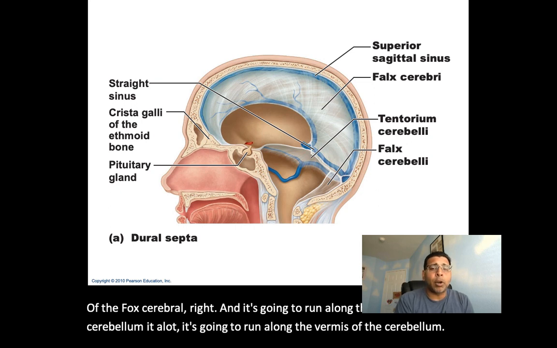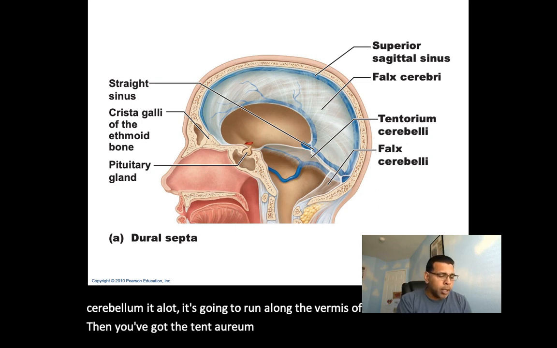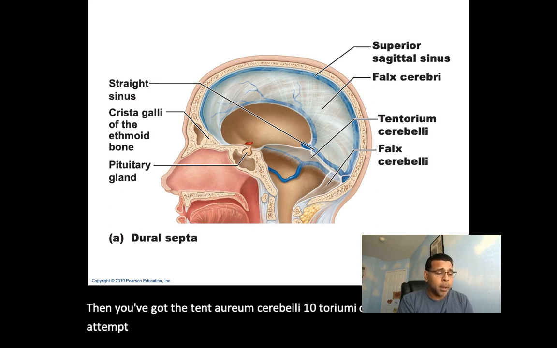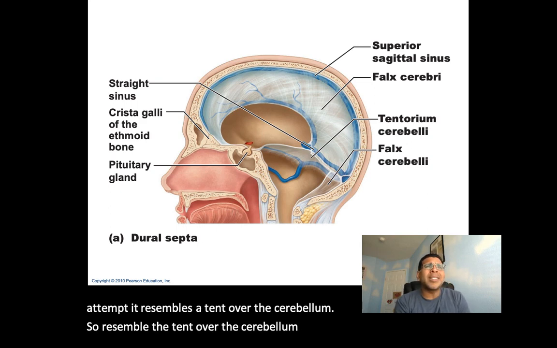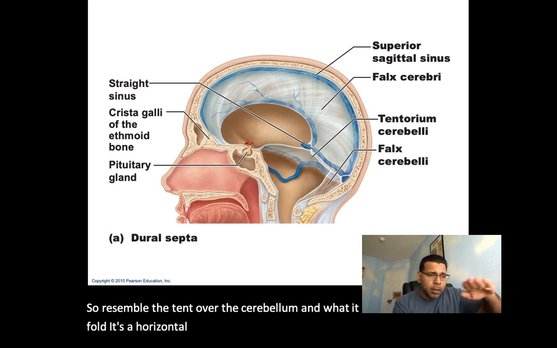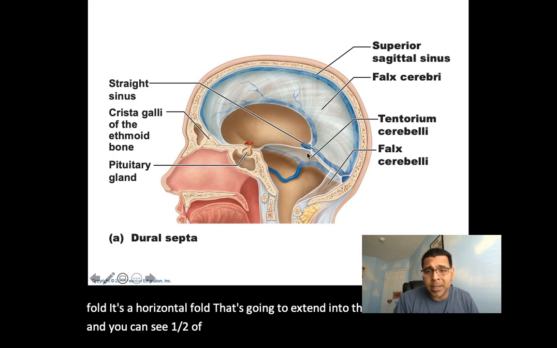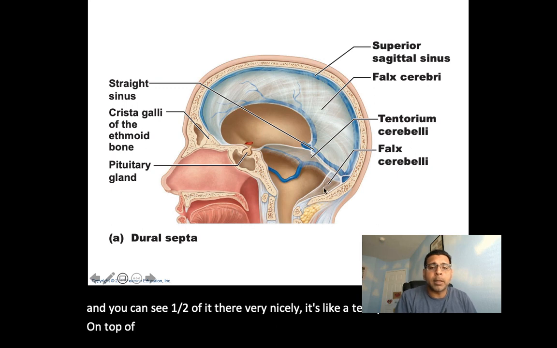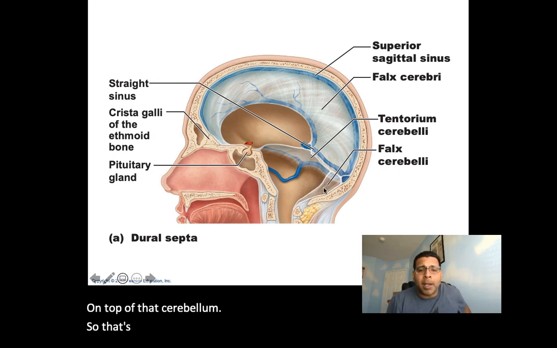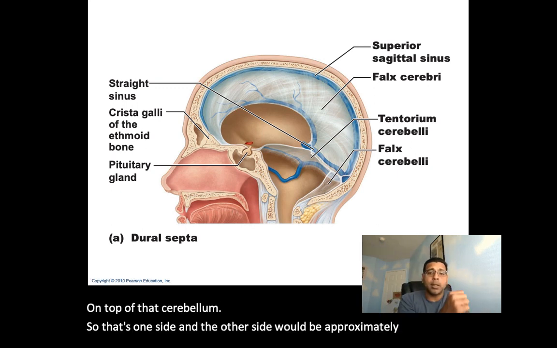Then you've got the tentorium cerebelli. The tentorium cerebelli resembles a tent over the cerebellum. It's a horizontal fold that extends into the transverse fissure. You can see one half of it there very nicely. It's like a tent on top of the cerebellum. So that's one side, and then the other side would be proximal to us, which we can't see.